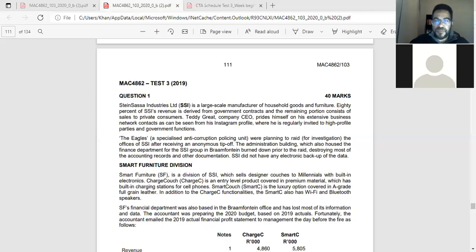Okay, so you should be able to see the scenario. We're going to work through it. As we work through it, we will explain some theory.